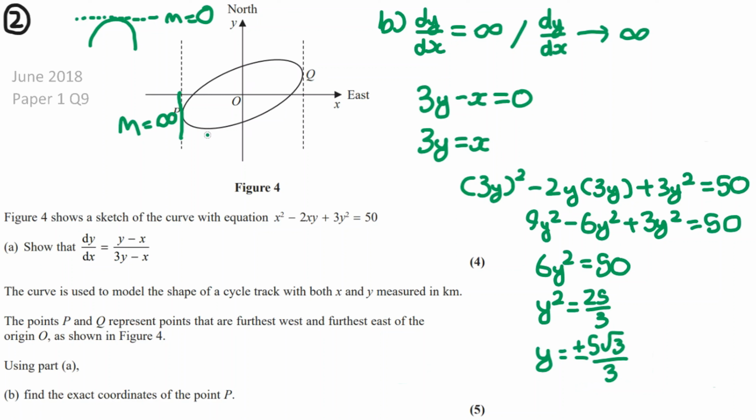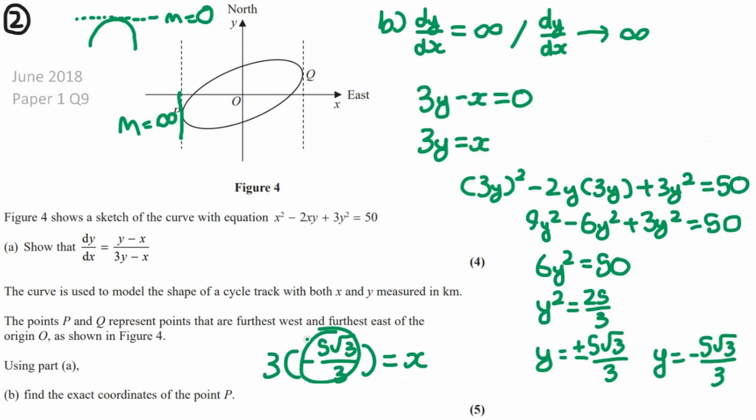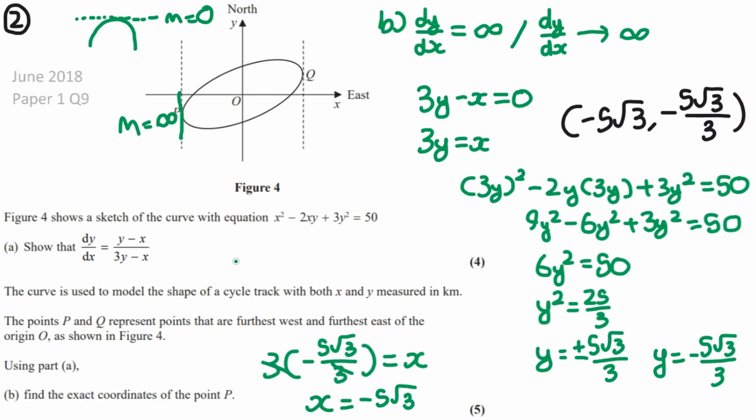So how do we know which one is P? Well, we can just do this by observing the graph here, because we can see that P is under the x-axis, so y is going to be negative. So therefore it's going to be the negative square root, that y is equal to minus 5 root 3 over 3. So we've got the y coordinate for P, and the way that we just figure out the x coordinate is just by subbing it into this equation here. So x is going to be equal to 3 multiplied by this y value here, and then these two are just going to cancel out, so x is equal to minus 5 root 3. So therefore the coordinates of P here, the exact coordinates, are going to be minus 5 root 3 for the x value and minus 5 root 3 over 3 for the y value.